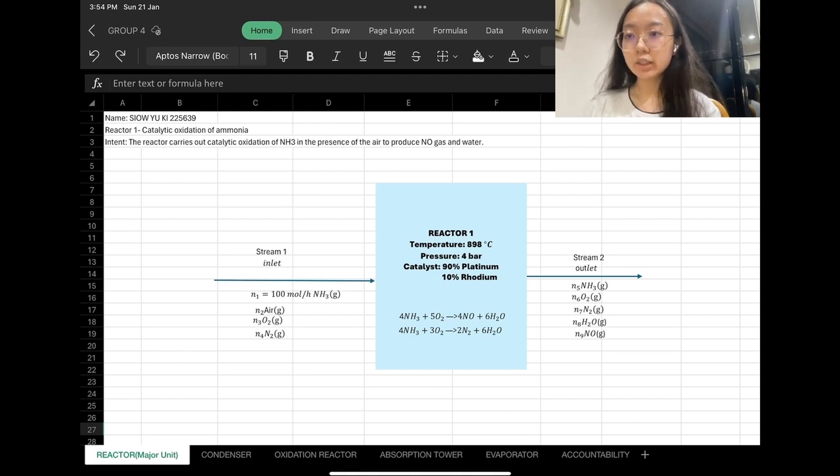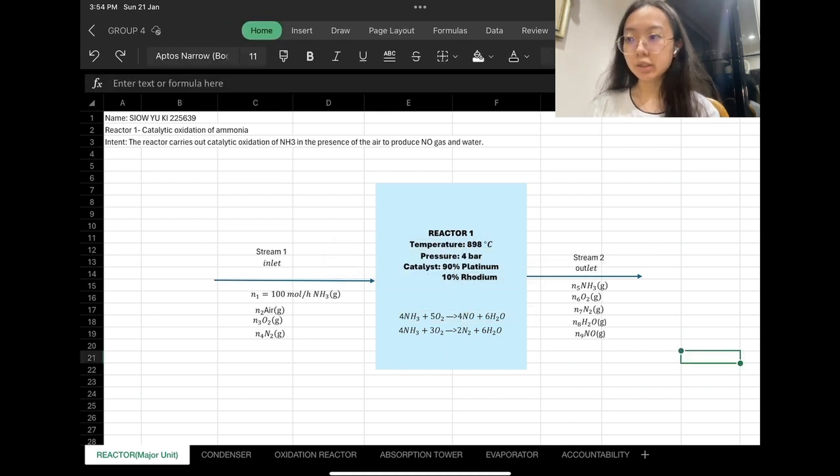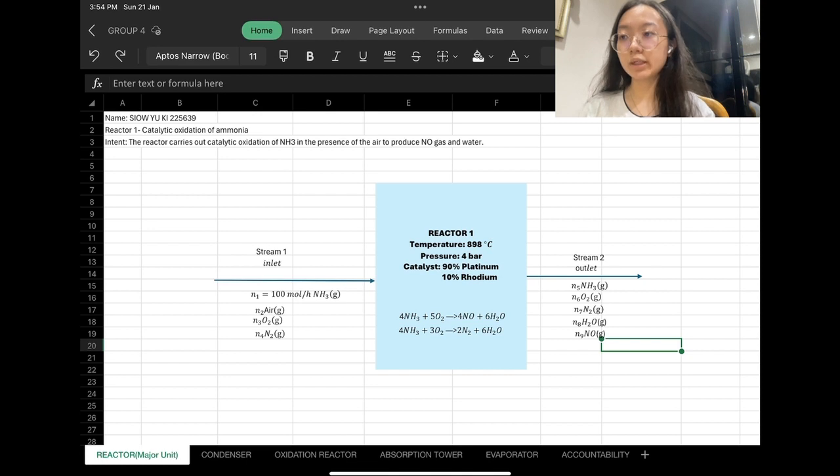Then the two reactions involved here are these two. For the first reaction, nitric oxide gas is formed as our desired product. For the second reaction, nitrogen gas is produced as an unwanted product. Both of these reactions yield the byproduct H2O. Therefore, our outlet of this reactor consists of unreacted NH3, O2, N2, water as byproduct, and lastly, NO gas.